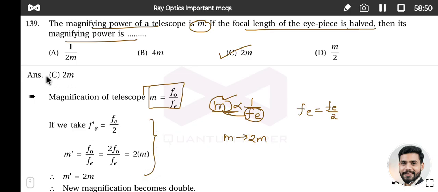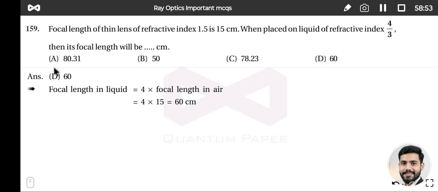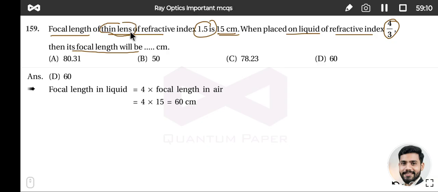Look at the next question. The question is, focal length of a thin lens of refractive index 1.5 is 15 cm. When placed in a liquid of refractive index 4/3, what will its focal length be? So one thin lens is there, its refractive index is given as 1.5 and the focal length is 15, and it is placed in a liquid of refractive index 4/3. We have to find the focal length. We have one short trick result: the focal length in liquid of the thin lens is approximately 4 times the focal length in air.